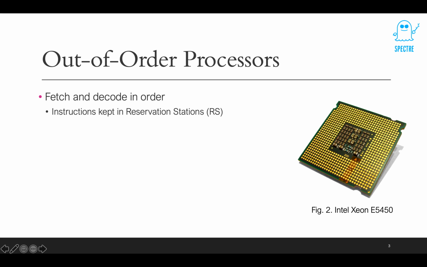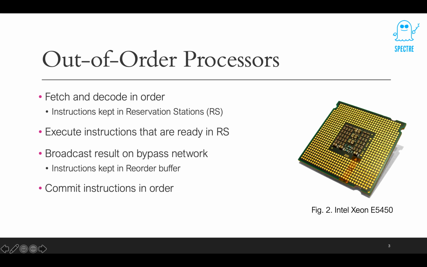Instruction fetch and decode happens in order, and the instructions are kept in reservation stations. The execution of those instructions happens only when all the operands of the instruction are ready. Once the execution is done, the result is broadcast on the bypass network, so all dependent instructions can be signaled that data is ready. Finished instructions are kept in the reorder buffer and commit happens only in program order.